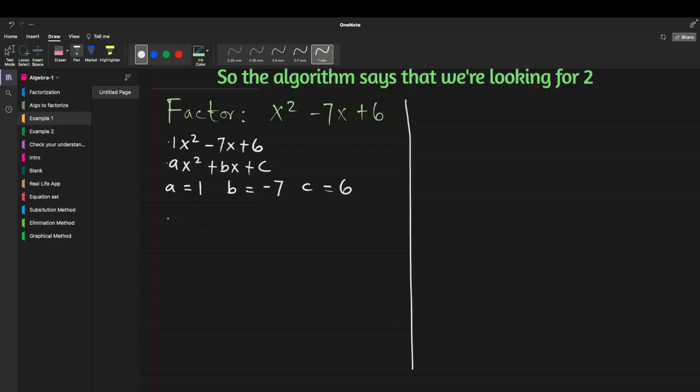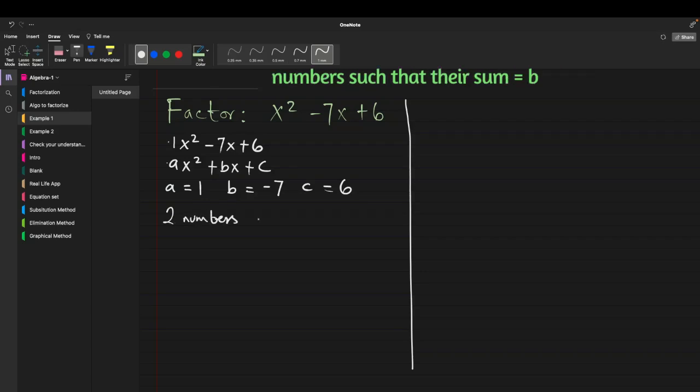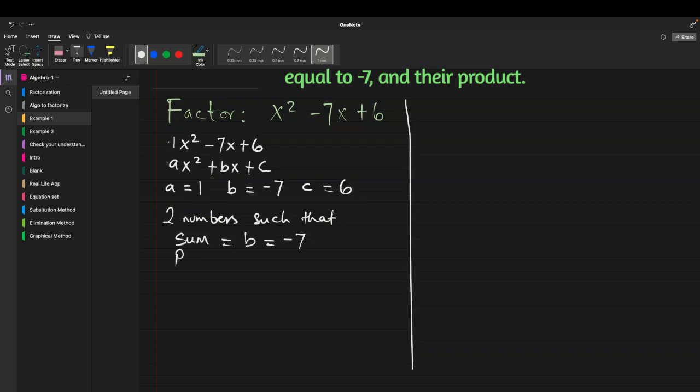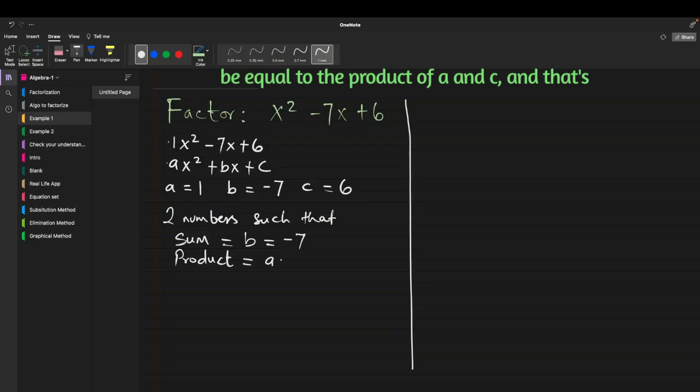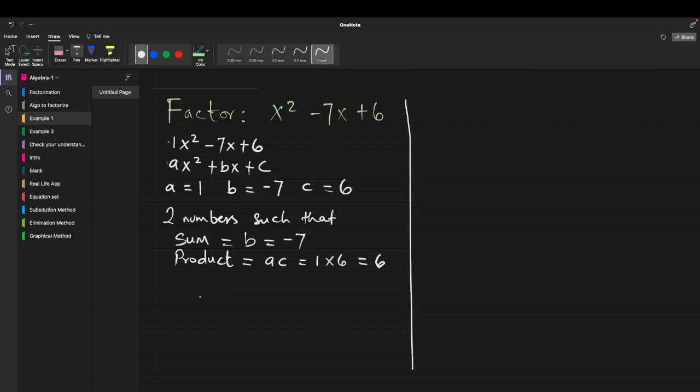So the algorithm says that we're looking for two numbers such that their sum would be equal to b, equal to minus 7, and when you multiply those two numbers together, the product will be equal to the product of a and c, and that's equal to 1 times 6, and that's equal to 6.